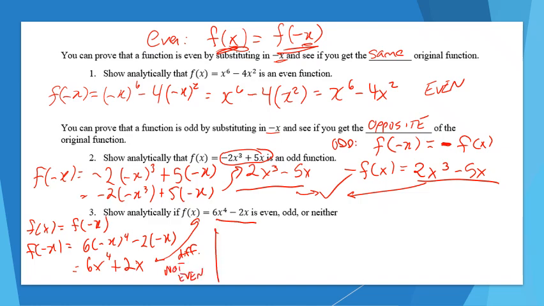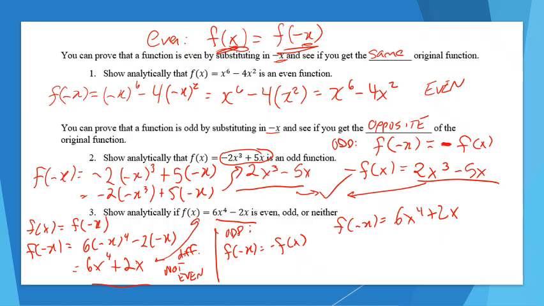Now let's see if it's odd. For an odd function, remember the rule is f of negative x is equal to negative f of x. We know f of negative x because we just found that in the even test, it's right there. So we can just copy and paste that. No need to do the work again.